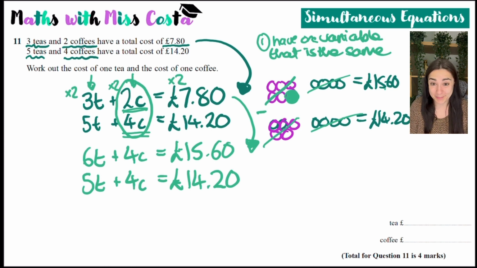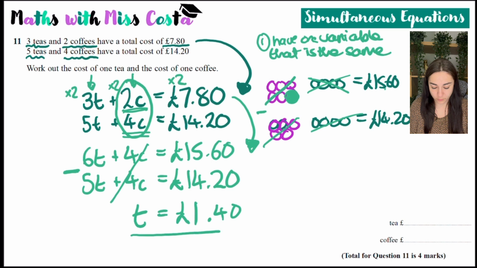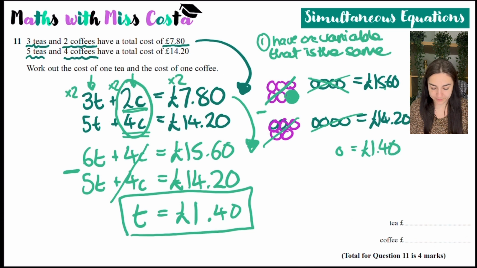So in order to eliminate the variable, in order to get rid of these 4 coffees, what am I going to have to do? I'm going to have to subtract. So you put a subtraction sign here, and then 6t take away 5t just leaves you with t. 4c take away 4c cancels, that's why I'm doing this. And £15.60 take away £14.20 would give me £1.40. Okay, so you figured out that the value of one of the t's is £1.40.